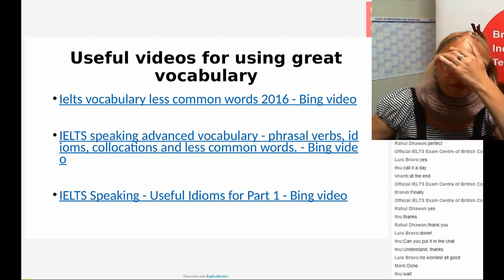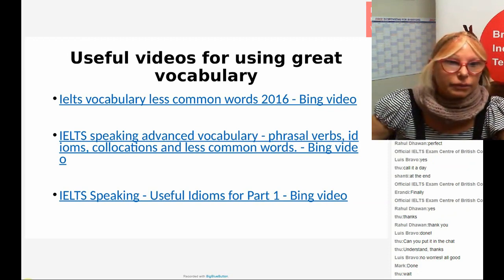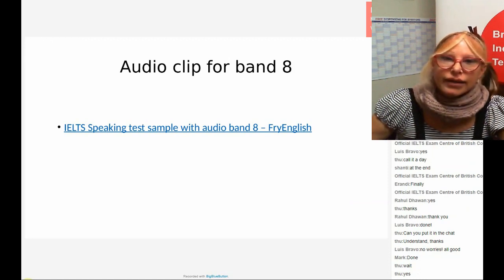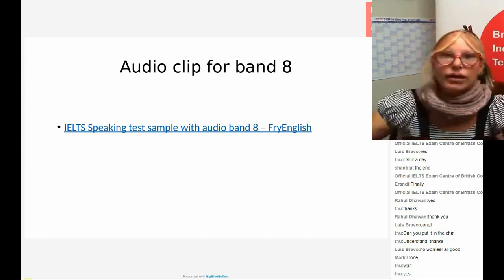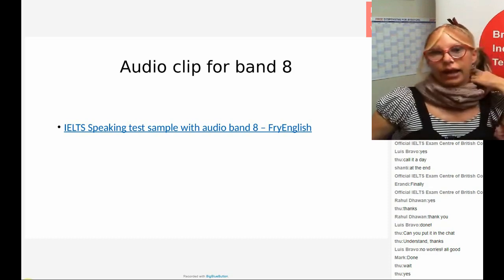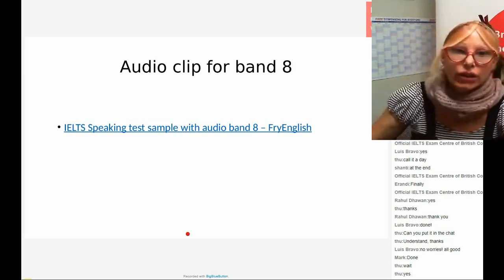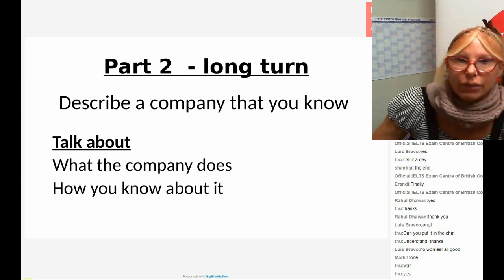Okay. So remember, try to use some idioms. Try to use some collocations. All good, Sue? Okay. All right, so the last thing we're going to do tonight is have a look at some of the language that a Band 8 student got in terms of their vocabulary. Well, they probably got a Band 8 overall, but we're not going to be listening to him. We're just going to be looking at some of the language that he used. You can find this on Fry English, which is quite a good website for different examples.